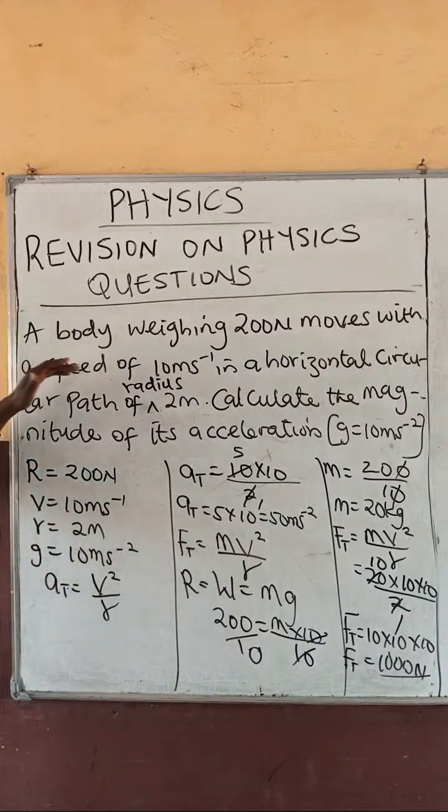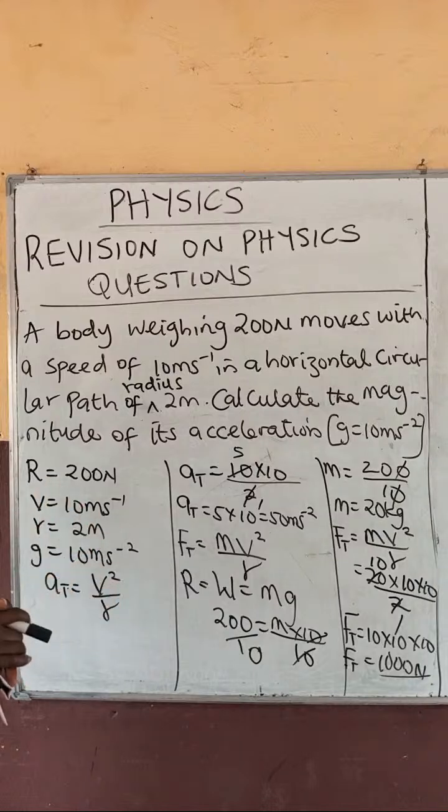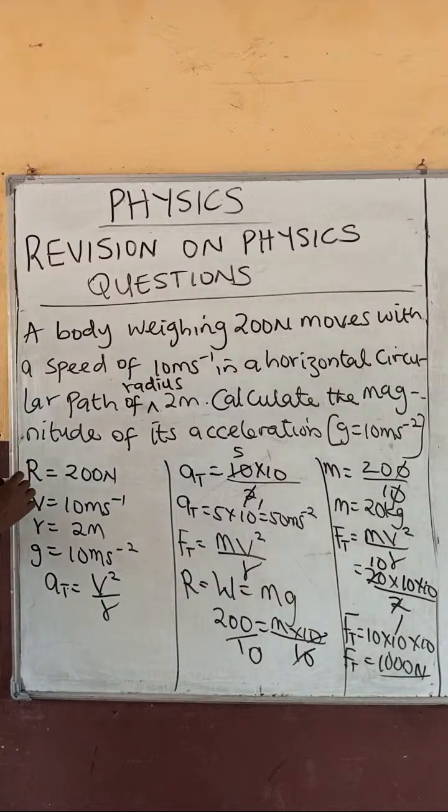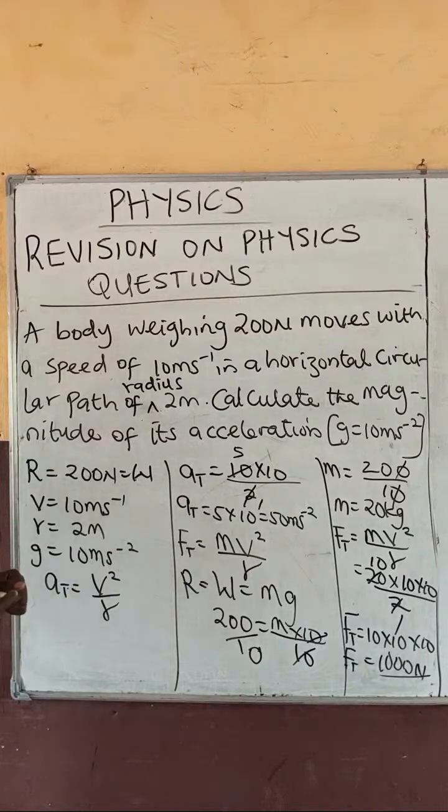Let me go through it again. This body weighing 200 Newton moves with a speed of 10 meters per second in a horizontal circular path of radius 2 meters. Calculate the magnitude of its acceleration, and I now included for you to add the magnitude of its force. So the force we're looking for is the centripetal force and the centripetal acceleration. So we have these parameters given. I said that this is the reaction, which is also the same thing as weight, because weight is equal to the reaction force. What is my velocity? My velocity is 10 meters per second.